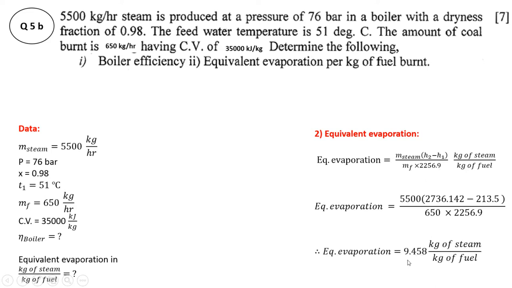So the given particular boiler produces 9.458 kg of steam per kg of fuel if it is operated at the atmospheric condition and if 1 kg of fuel is burnt. So that is the meaning of this particular equivalent evaporation.